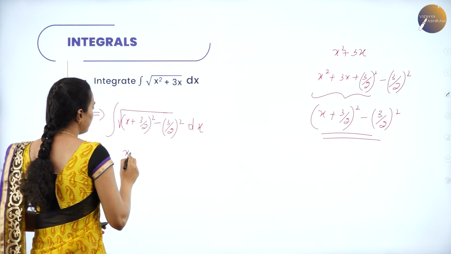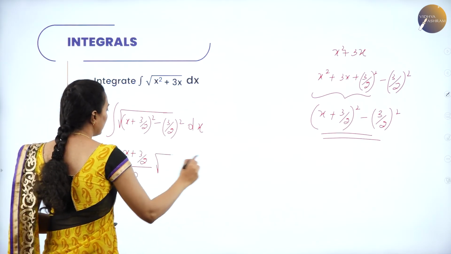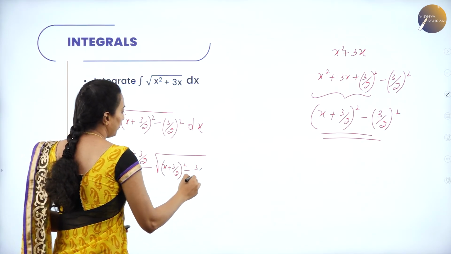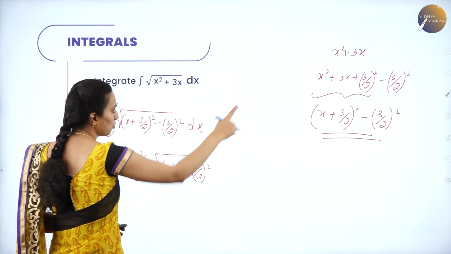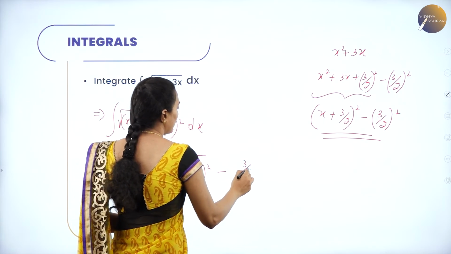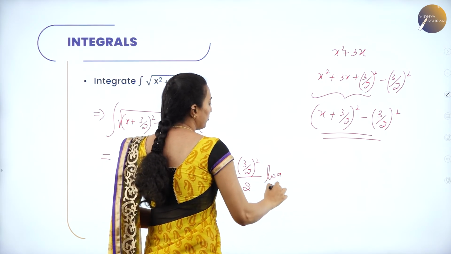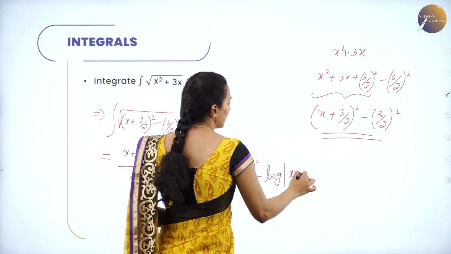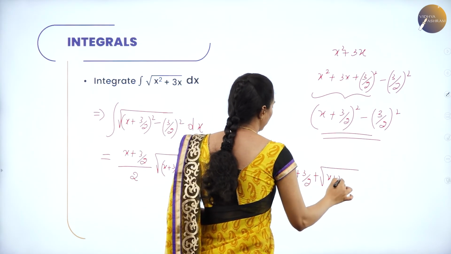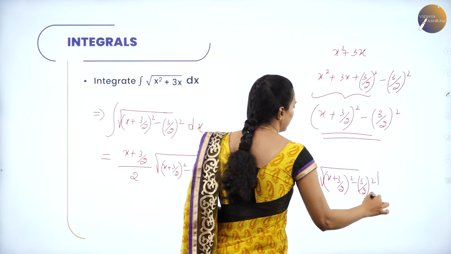Okay. So, (x plus 3 by 2) whole over 2 into under the root of (x plus 3 by 2) whole squared minus (3 by 2) whole squared. Again, reducing this, going back to the same step. Now, minus a squared by 2 means (3 by 2) whole squared, whole over 2, into log of modulus of x replaced by x plus 3 by 2, plus under the root of (x plus 3 by 2) whole squared minus (3 by 2) whole squared, plus c.